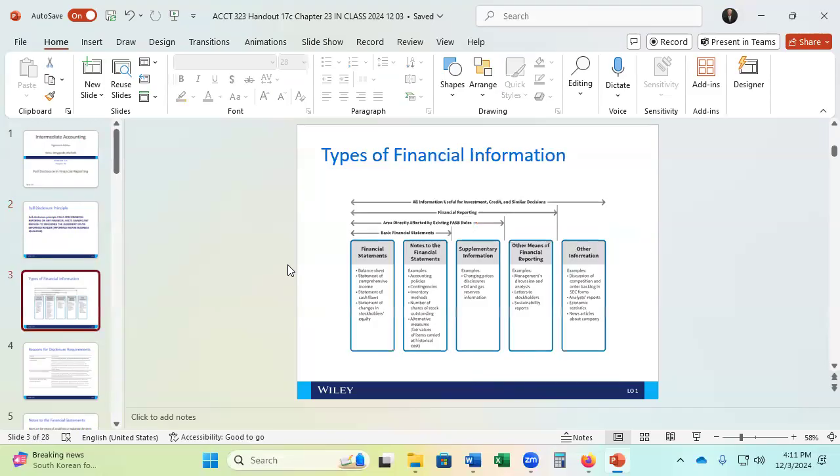So we talk a little bit about the types of financial statement or financial information. You look at the first four: financial statements, notes to the financial statements, supplementary information, and other means of financial reporting. So you can see that when you look at this, the areas directly affected by existing FASB rules are these first three.